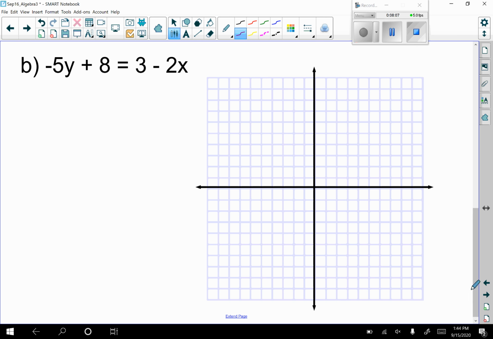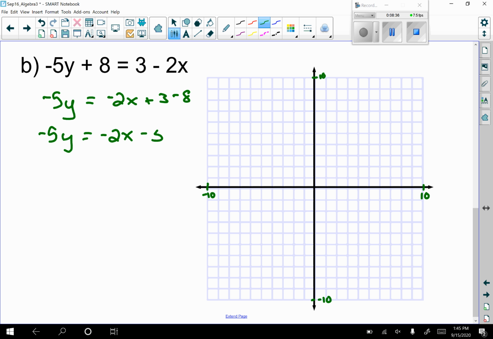All right, for B, let's go ahead, pause the video, get this in slope-intercept form. And then we want to graph this. All right, so to solve for y, I'm going to move 8 to the other side. So I'm going to have -5y equals, I'm going to go ahead and put the -2x and then the +3. And then I'll just show right now, I'm just going to subtract an 8. So I get -5y equals -2x. 3 minus 8 will give me a -5. Next, I want to divide everything up here by -5. So now I'm going to get y equals +2/5 x. -5 divided by -5 is a +1.